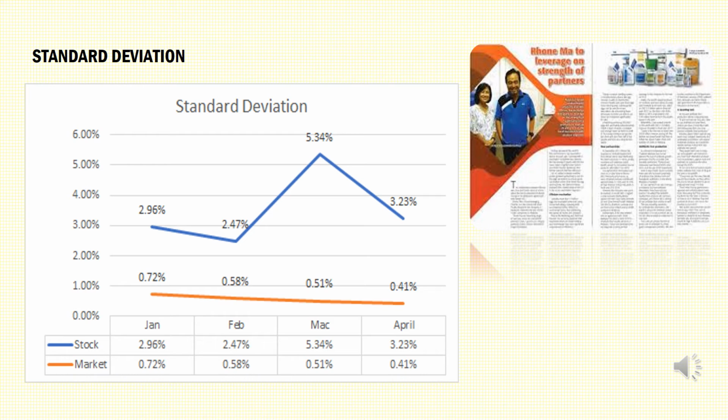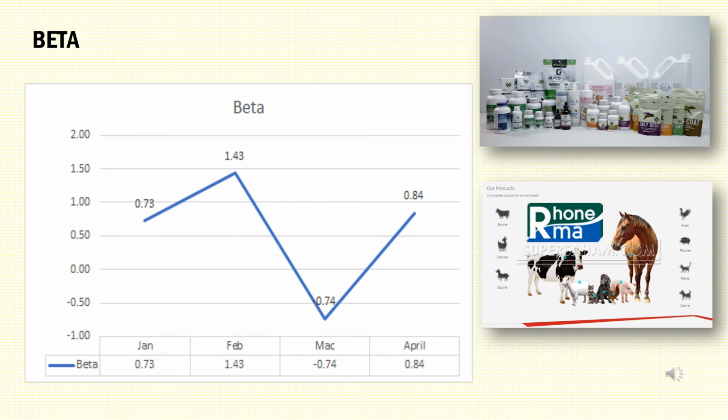A high standard deviation means that values are generally far from the mean, while a low standard deviation indicates that values are clustered close to the mean. The chart above has shown that Ronema Holdings Berhad got under 1.0 in January. This means that the stock moved less than the market because the stock's beta is less than 1.0. It indicates a stock with lower volatility.